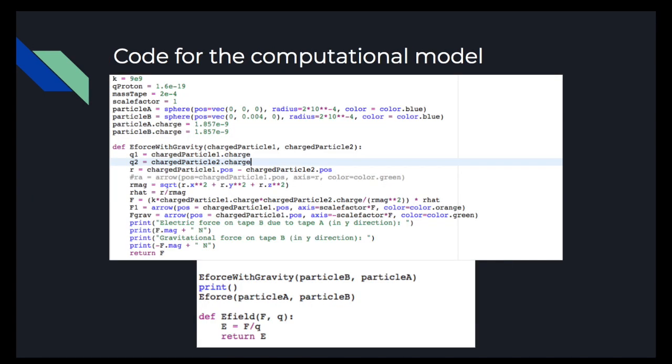Here's my code for the computational model. As you can see here, I wrote code to calculate for Q, Q1, R, and R hat, and I also set the electrical field force equal to the gravitational force for this lab.